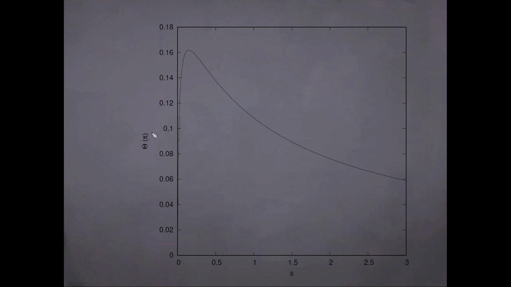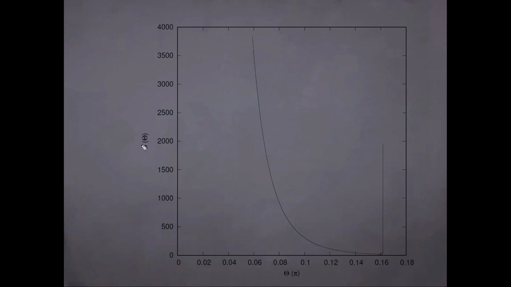And then the scattering angle as a function of the impact parameter has the following dependence. It rises sharply from a vanishing value when s goes to 0, but it plateaus fairly quickly at a small impact parameter, and then it continues to decrease for larger values.